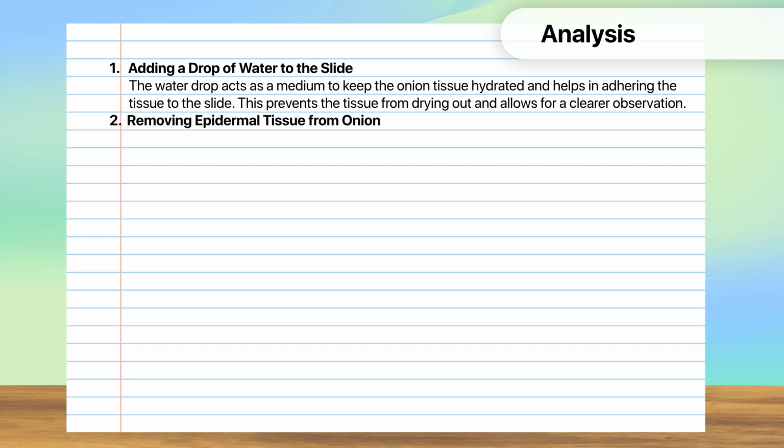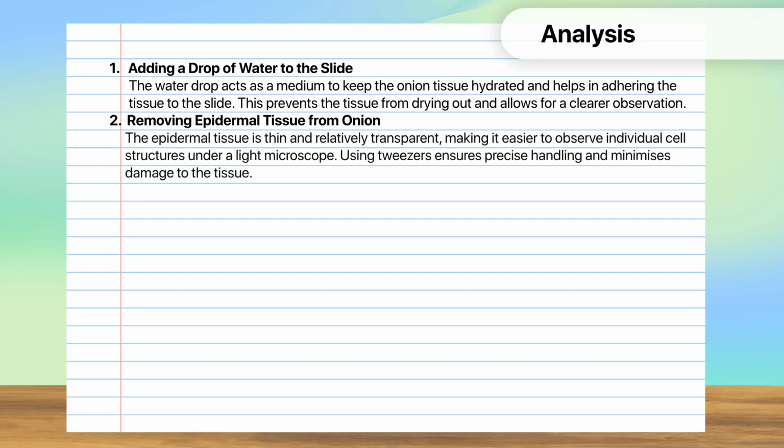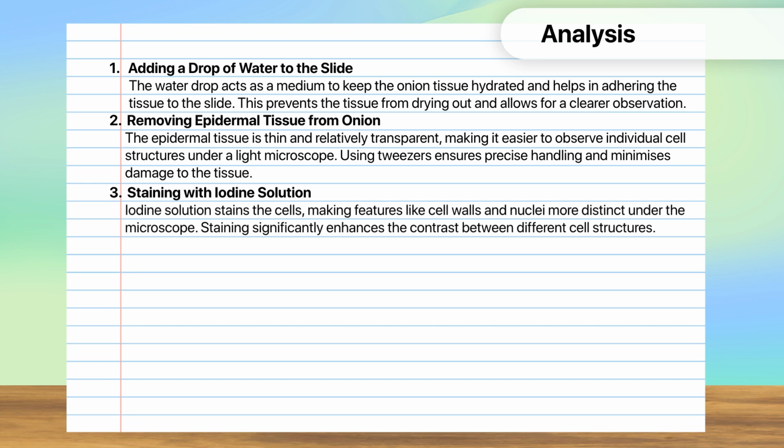Secondly, we specifically removed epidermal tissue from the onion to study. The epidermal tissue is thin and relatively transparent, making it easier to observe individual cell structures under a light microscope. Using tweezers ensures precise handling and minimizes damage to the tissue. Next, we added iodine solution to stain the cell. This makes its features like cell walls and nuclei more distinct under the microscope. Staining significantly enhances the contrast between different cell structures.